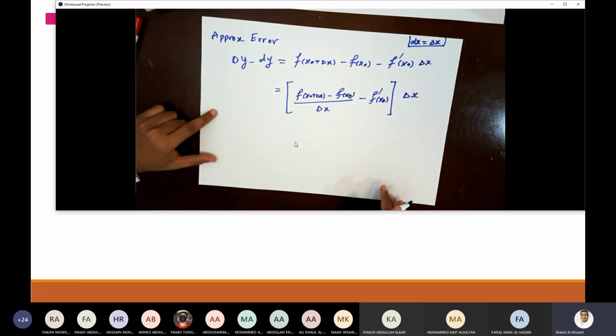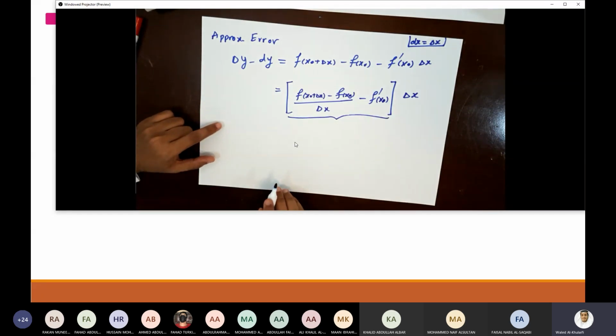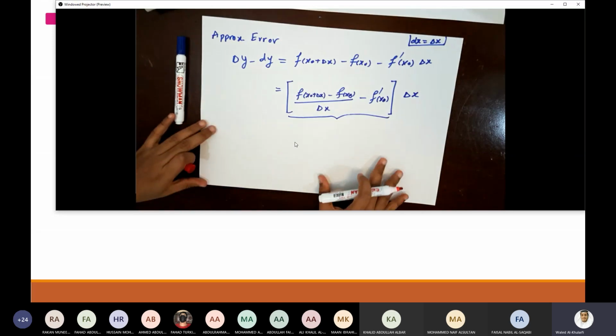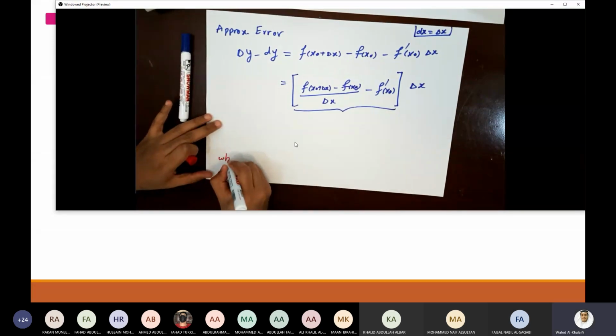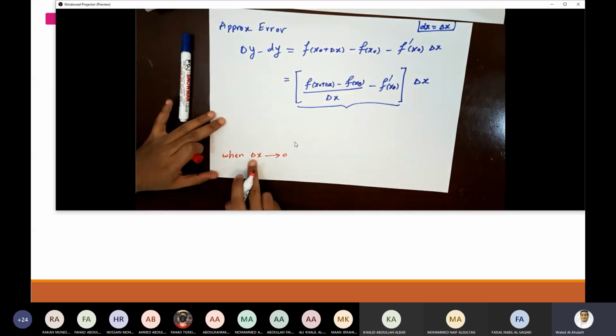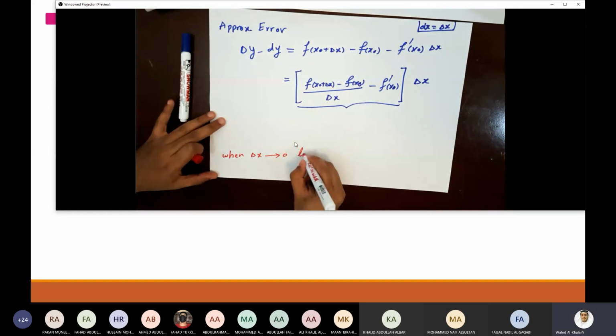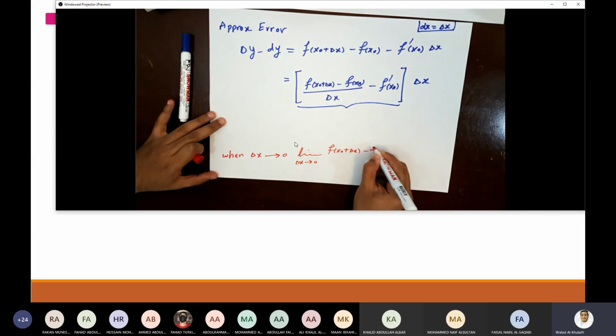Is it clear, guys? Okay. Please look at this quantity between these two brackets. Let me do it in a new line. When delta x approaches 0, when the change in x is very small, guys, I want you to look at this quantity in particular. What is the limit when delta x approaches 0 of f of x naught plus delta x minus f of x naught over delta x? What does this equal?